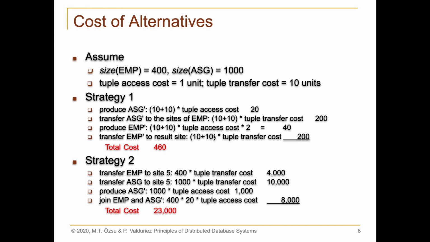So in order to calculate the transfer of employee prime to result site, which is site 5, we can simply multiply 20 by the tuple transfer cost. 20 by 10 is again 200, because tuple transfer cost is 10. So ultimately we get the total cost of 460 for strategy 1. So if we execute the previous query by using strategy 1, the total cost would be 460 units.